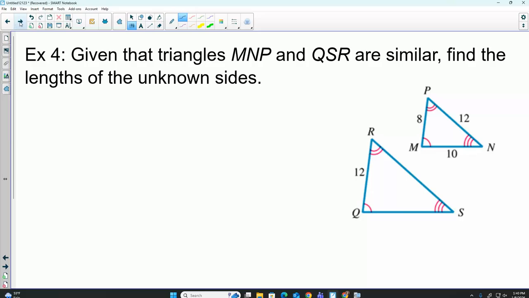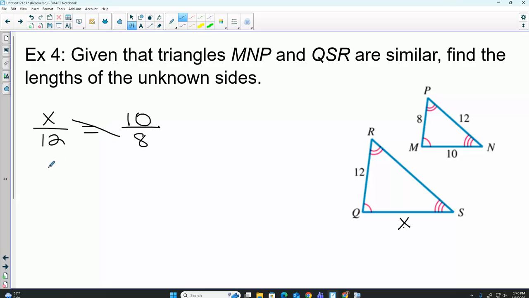All right. Given triangles M and P and QSR are similar, find the lengths of the unknown sides. So we know they're similar, that means the angles are the same. We have to set up a proportion. So if I wanted to find this side down here, I could say X over, the only side in that triangle I know is 12. And then I have to pick the corresponding sides over here and put them in the same order. So the top would have to be 10, and the bottom would be 8.